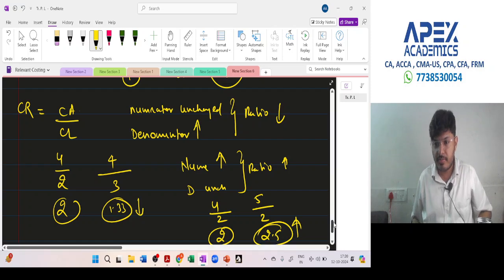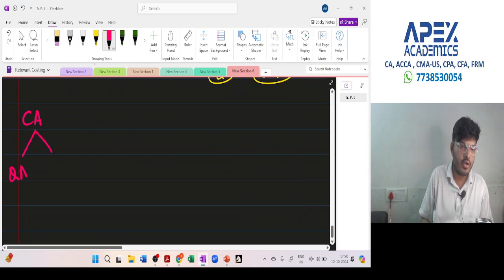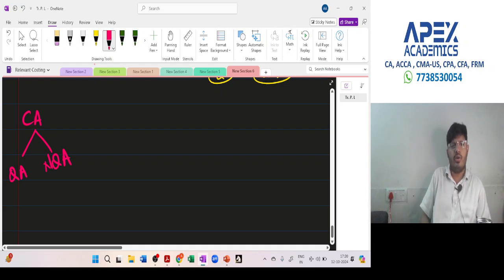My dear friends, please understand, or rather revise with me, that current assets were broken down into two categories: quick assets and non-quick assets. Now the business says that okay, chalo, you have enough current assets to pay off the current liabilities, but the management is worried.